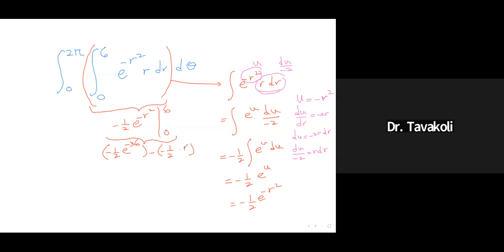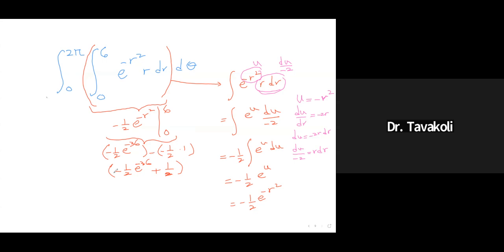So what is this? The first term is just minus 1/2 e to the power of minus 36. Negative times negative makes it positive, plus 1/2. So that's the value of the inside integral: minus 1/2 e to the power of minus 36 plus 1/2. Now we get to the outer integral.